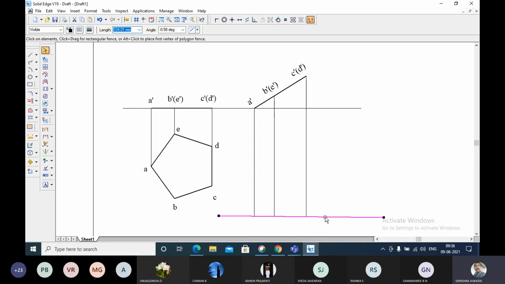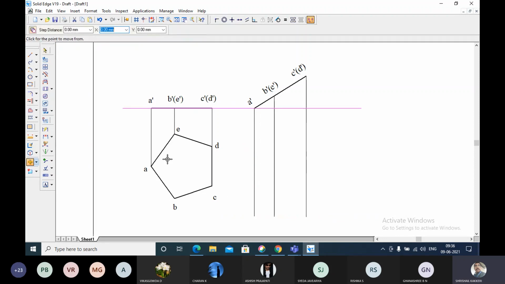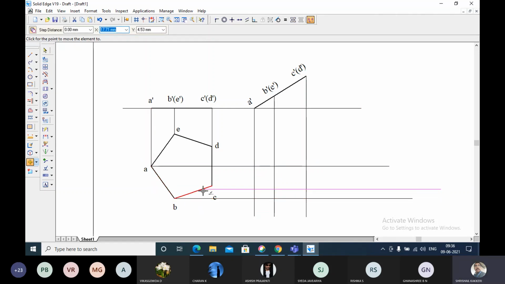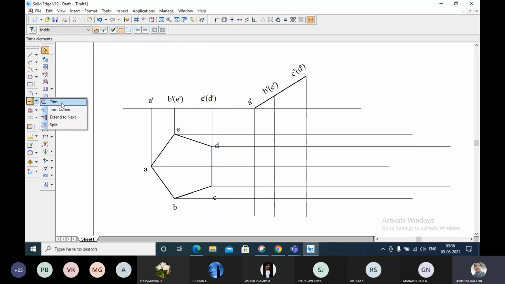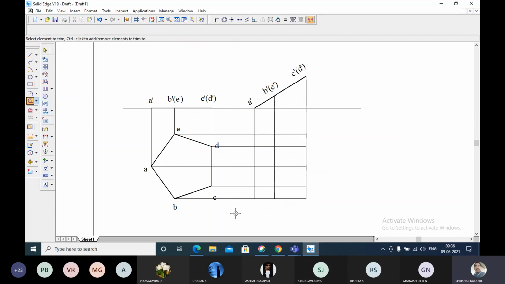Now, as usual, what I'm doing, I'm going to draw the line from all these ends from the top view, from A, from B, from C, from D, and from E. And the extra lines, you can remove them. It will be confusing you. I have removed all the extra lines.